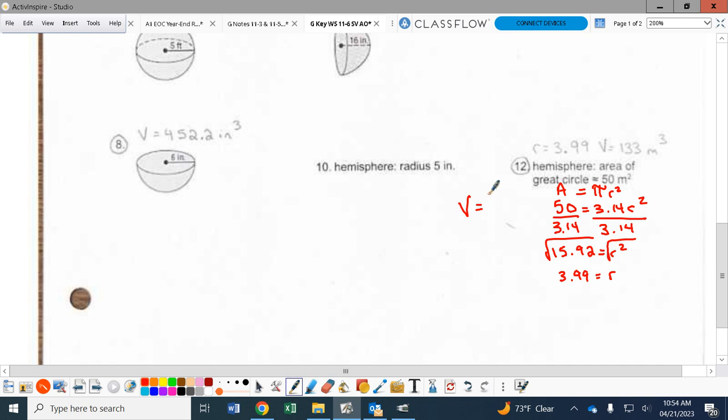I think it's 2/3, isn't it? 2/3 what? Pi r squared something, 2/3. I don't remember what it was. Pi r cubed? Look on the formula sheet. Volume of a sphere. What is sphere? It's like 4/3 pi r cubed. So it's going to be 2/3 pi r cubed when you do a hemisphere. Is that what it was? You just did surface area? Okay. So in this case, it would be volume equals 2/3 times 3.14 times 3.99 to the 3rd power.